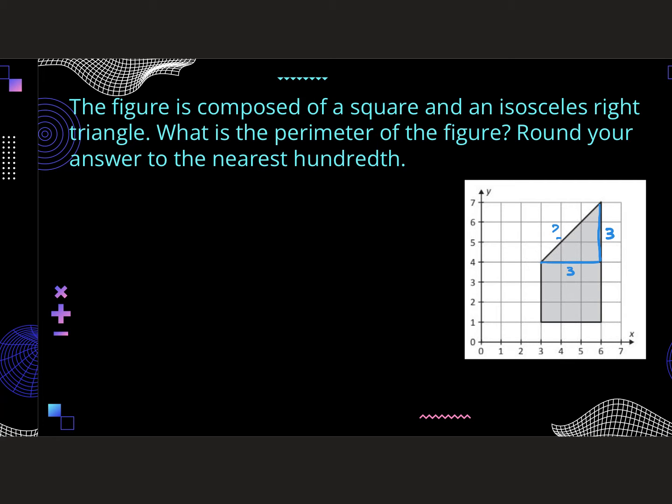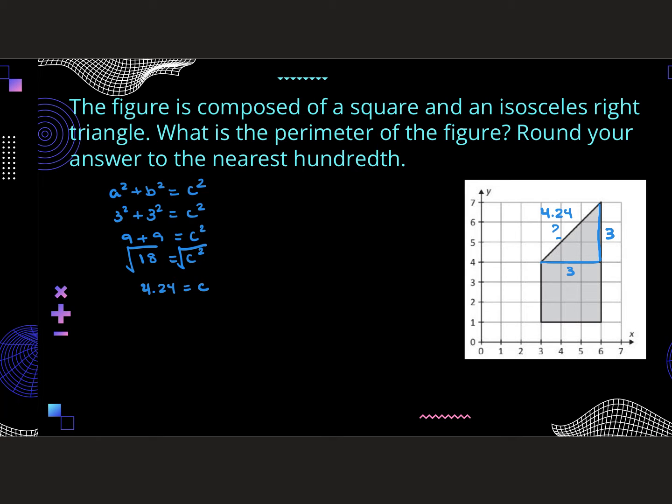So we now have to determine our hypotenuse. Going back to the Pythagorean theorem, we have a squared plus b squared is equal to c squared. So we have 3 squared plus 3 squared is equal to c squared. 9 plus 9 is equal to c squared. 18 is equal to c squared, but we're looking for that side, so taking the square root, we get approximately 4.24 equals c. So that side is going to be 4.24.